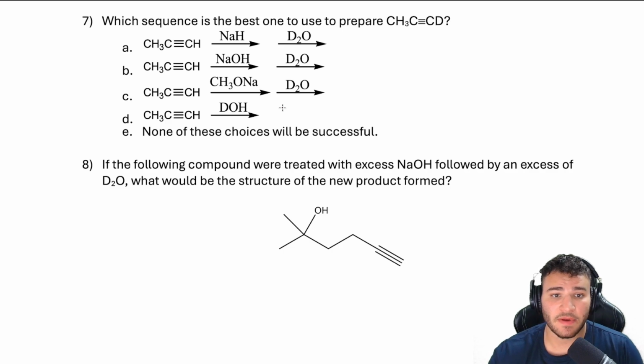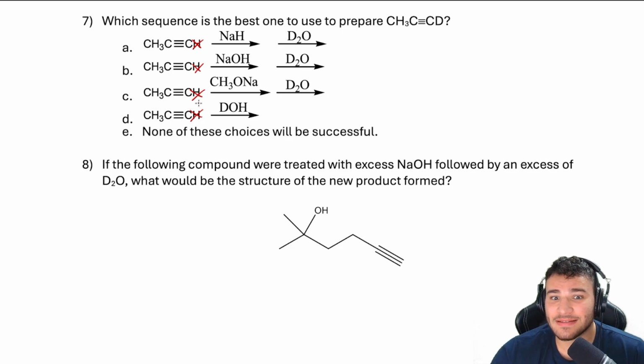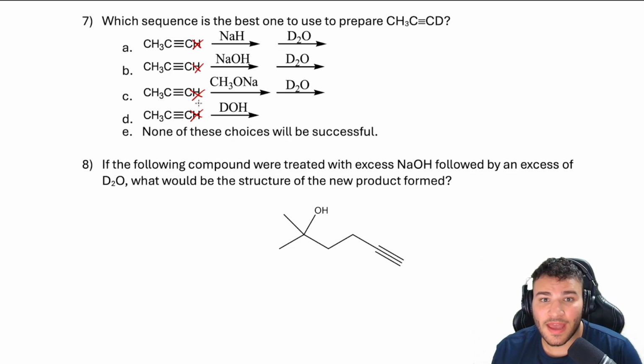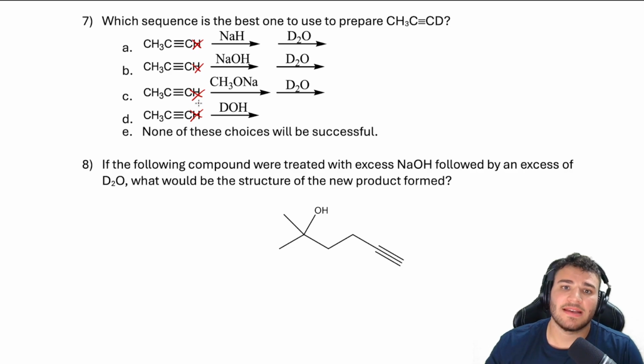In question 7, we're trying to figure out a sequence that will best prepare CH3C triple bonded C and D. And so what we realize is, okay, all of these answer choices are starting from this triple bond. In each of these, we have to get rid of and then replace the H with the deuterium. And so how can we do that? Remember, to get rid of an H, the best way to do that is to use a base, right? If we use a base, we can take off that H, and we're left with a carbon that really wants something because it ends up as either a carbon anion or a carbocation. In this case, since it's an acid-base reaction, it's going to act as a carbanion.